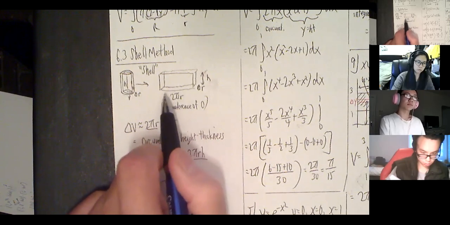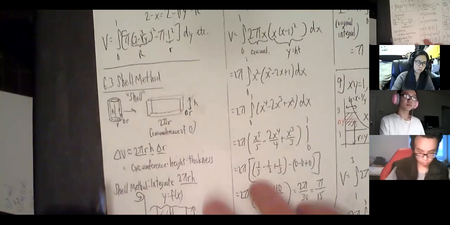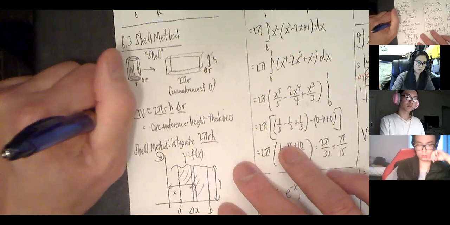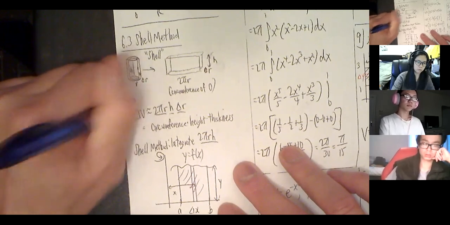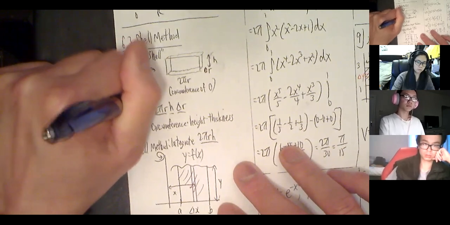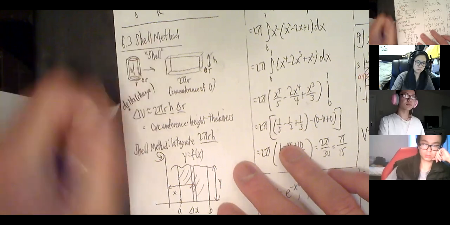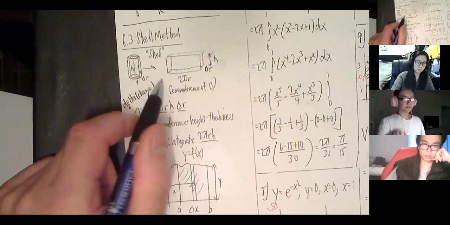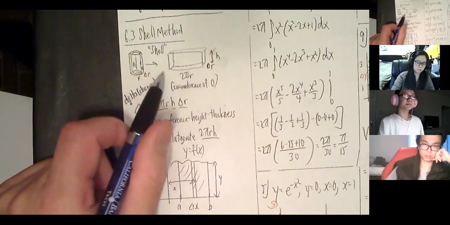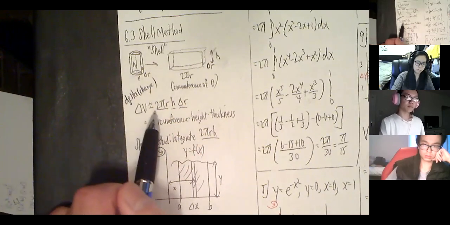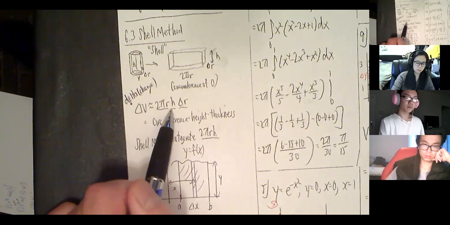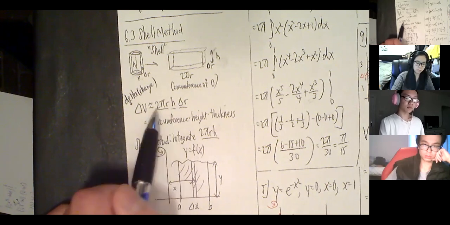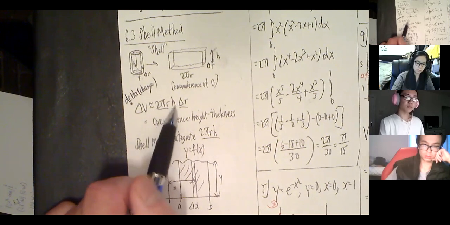So the volume, I'll call it delta V. Again, the triangle means delta, which means a little change. Delta V. So how do I find the volume of a box? Well, it's length times width times height. So we're going to say circumference times the height times the thickness, 2 pi r h delta r.